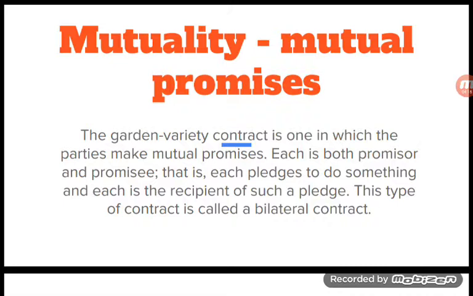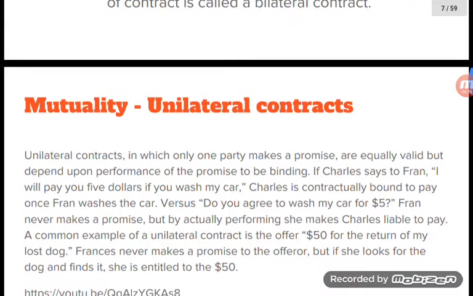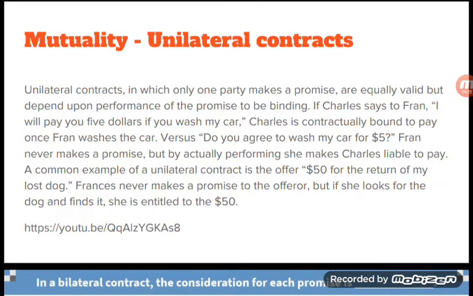Mutuality, mutual promises. We're beginning to think about consideration at this point when we're talking about mutuality, mutual promises. This is the promise, the value the parties are bringing to the table, and how these values are arranged. So the law breaks these into unilateral contracts and bilateral contracts.